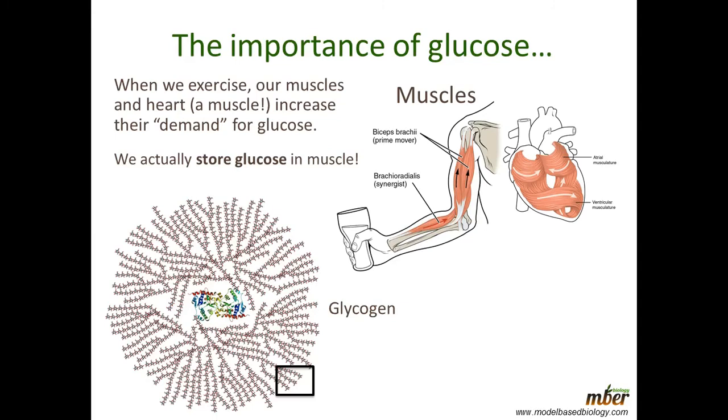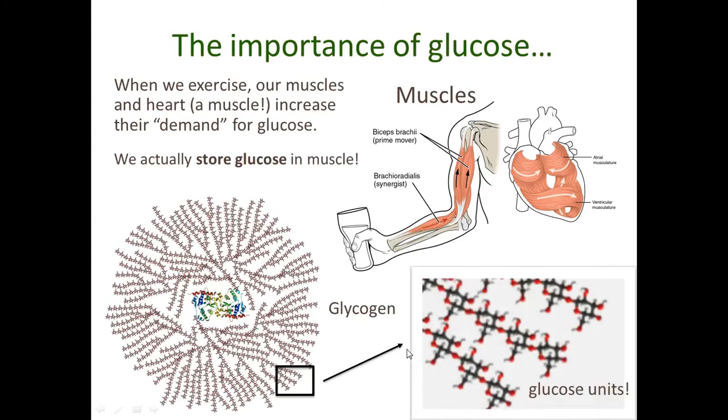Okay, the importance of glucose. Hopefully you discovered from the reading that when we exercise, our muscles and heart increase their demand for glucose. So we actually store glucose in muscle. It's got to be right in there because you need that. And then you can see this incredibly complex glucose where you've got your glycogen and your glucose units, right? This is all super small on the molecular level.